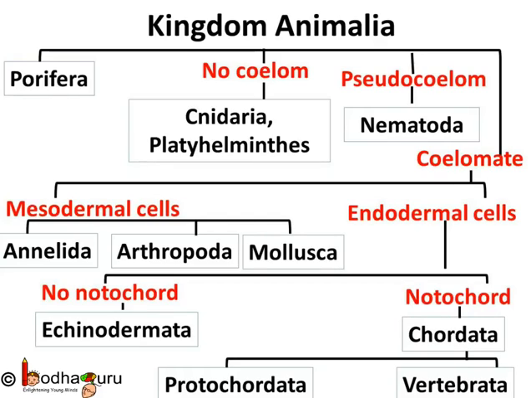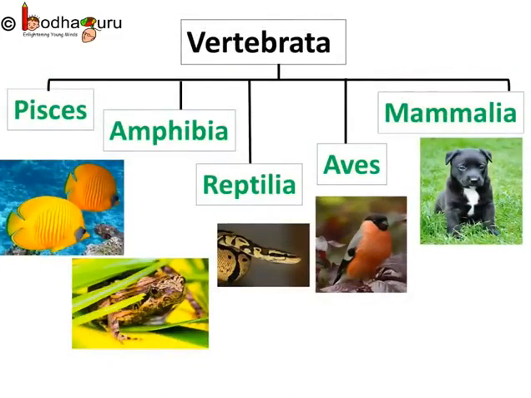If notochord is present, then the animal belongs to chordata group. In some animals which belong to chordata group, the notochord is not present in all stages of life. So they are grouped in protochordata. Whereas if proper vertebral column is present, then the animals are grouped in vertebrata. Now, vertebrates are the most advanced animals in the nature, and they are divided into 5 classes.